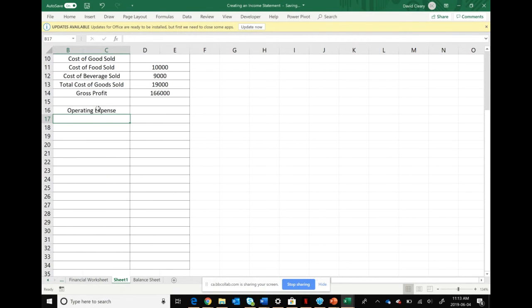And let's begin to list them here. So our salaries and wages. Our rent is undistributed, but it is a fixed charge. Our linen expense.